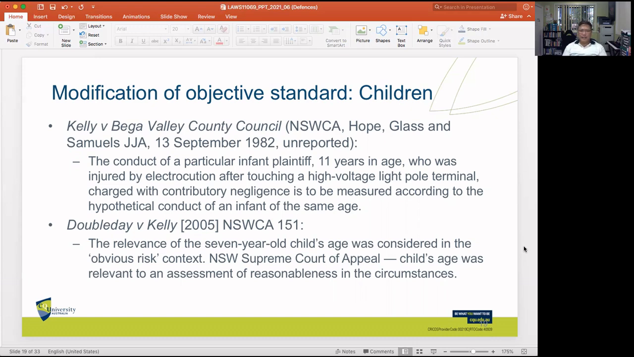In Doubleday versus Kelly, the court said that the relevance of the 7-year-old child was considered in the obvious risk context, so that the child's age was relevant to an assessment of reasonableness in the circumstances. Again, when we talk about the child's age, it's not so much looking at the subjective characteristics of that 7-year-old plaintiff, but looking at what you would expect of the hypothetical conduct of children who are 7 years of age.